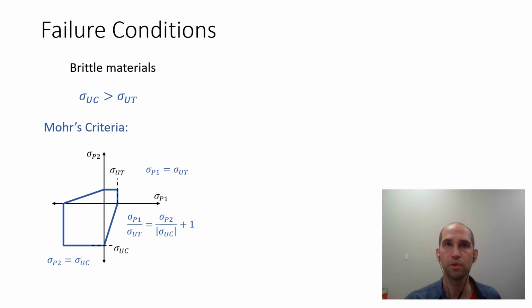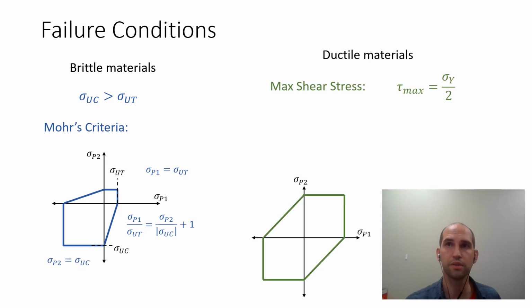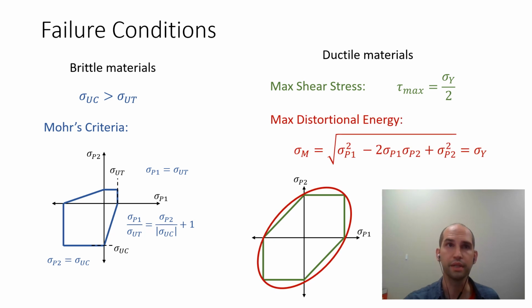Ductile materials include most metals and polymers. Two of the most common failure theories for ductile materials include the max shear stress theory and the max distortional energy theory. The max shear stress theory tells us that failure will occur when our calculated absolute maximum shear stress is equal to 1/2 of the experimentally measured uniaxial yield stress. This gives us a failure boundary consisting of straight lines. The max distortional energy theory involves calculating the von Mises stress given by this equation and comparing that directly to our experimental yield stress. This gives an elliptical failure boundary.